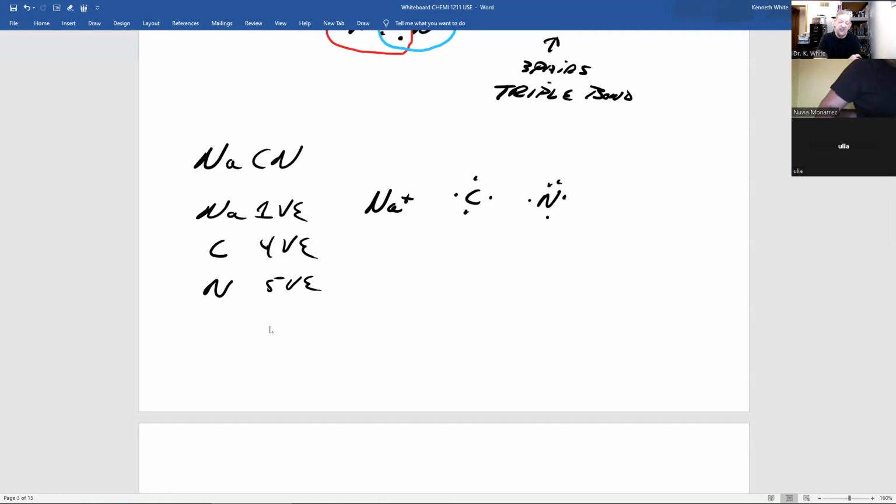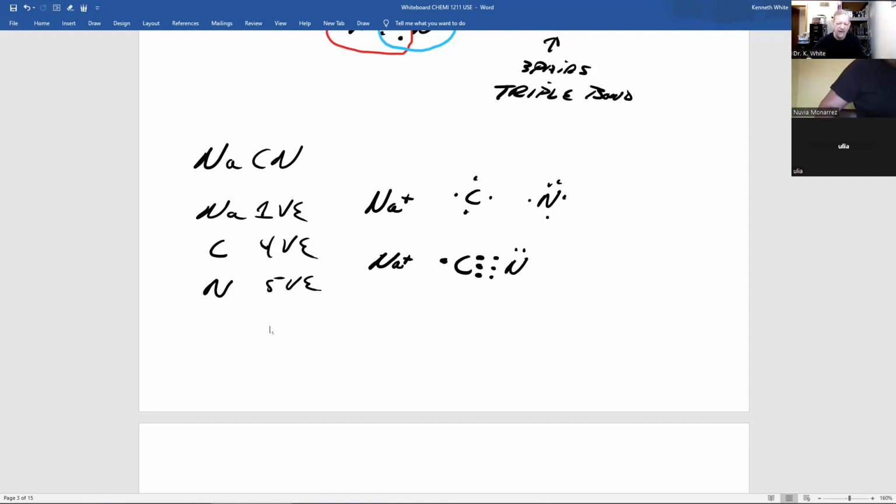So the nitrogen says to the carbon, hey, I have 3 valence electrons. You have 3 valence electrons. Let's share. And they do. So it looks like this. 1, 2, 3. And then nitrogen, 1, 2, 3. The non-bonding pair of electrons are still there. And you have the sodium plus.